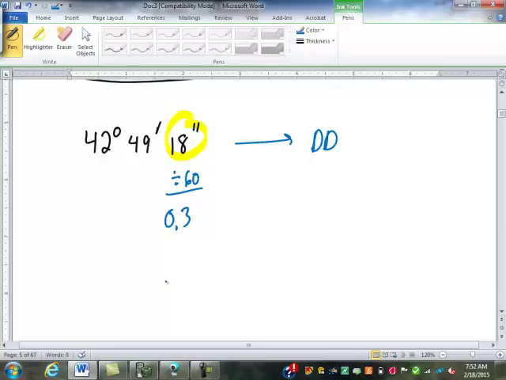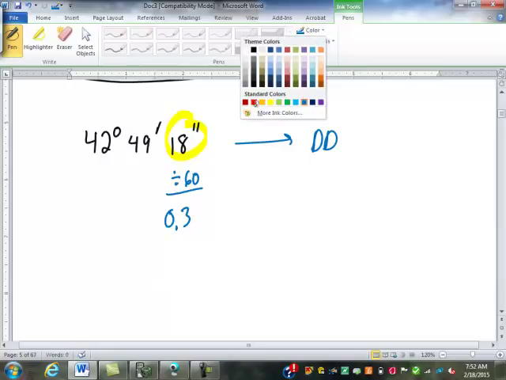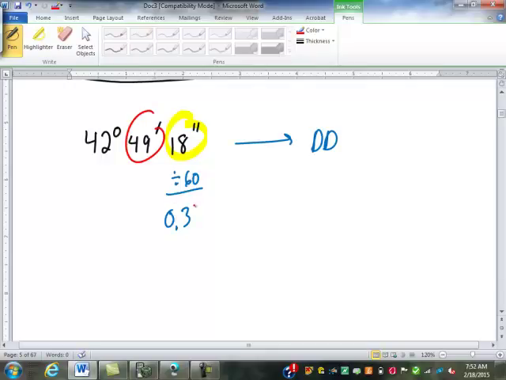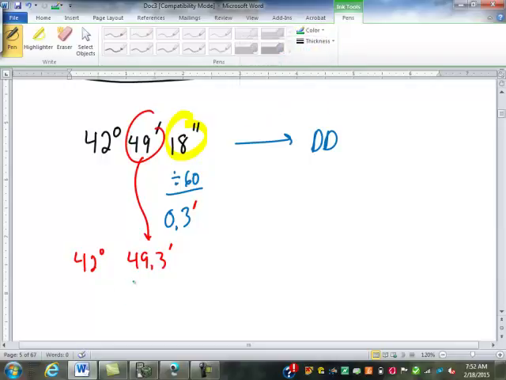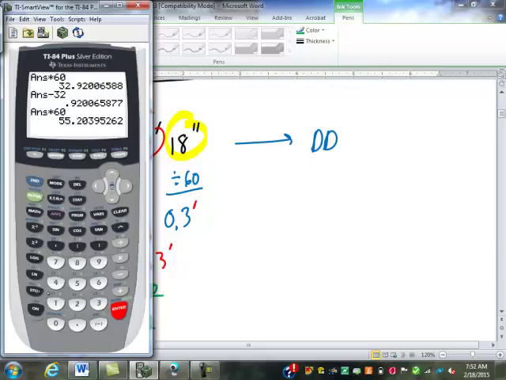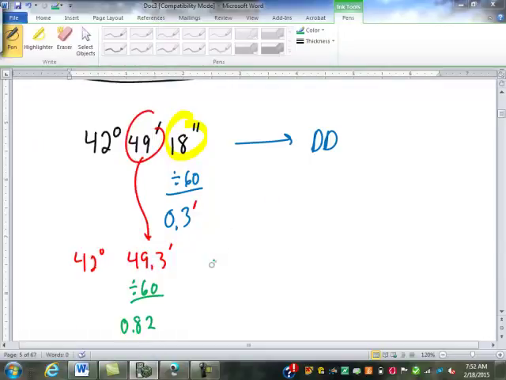What am I going to do with that 0.3? That's 0.3 minutes now. I'm going to add it to the 49. It's now 49.3 minutes. The 42 degrees, we're not going to worry about quite yet. Once again, that minutes has to be divided by 60 to make degrees. So 49.3 divided by 60 is 0.82 something. What's that? 0.8216, okay, 1667.